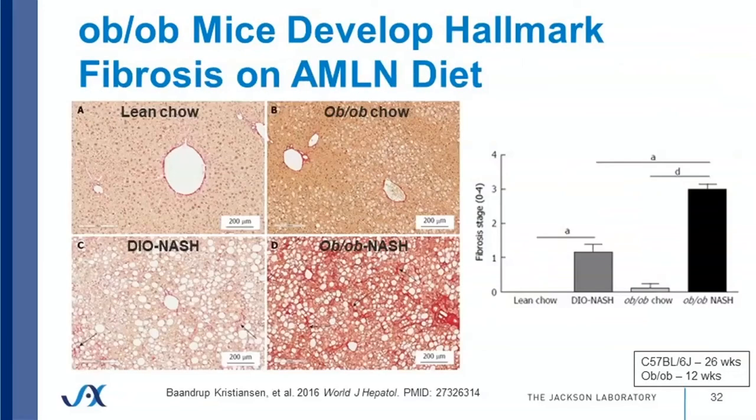When we look at liver histology using Sirius red staining to mark fibrosis, you can see that both the OB mice on chow as well as C57 black 6J mice on the amylin diet have some fibrotic tissue. However, this is clearly a significant increase in the OB model on the amylin diet. The fibrosis stage is scored here. The amylin diet may be providing the second hit that's required to develop liver fibrosis and NASH.